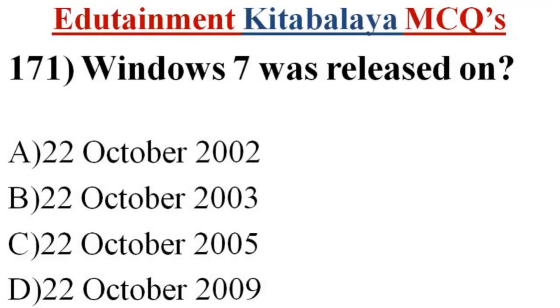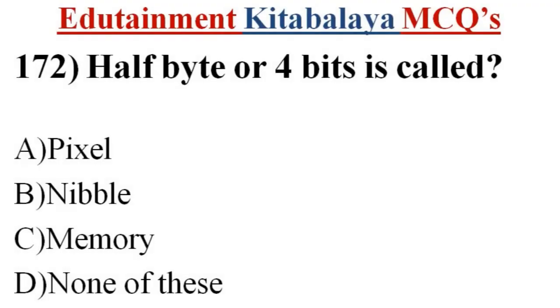Question number 171. Windows 7 was released on? A. October 22, 2002. B. October 22, 2003. C. October 22, 2005. D. October 22, 2009. Correct answer is D. October 22, 2009.